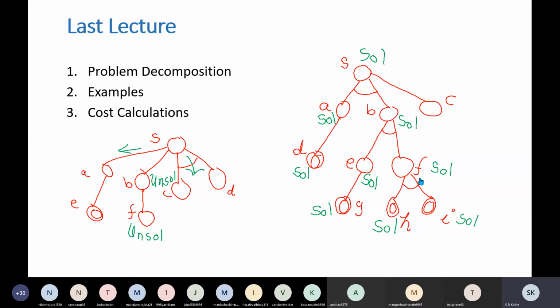When will S become unsolvable? The situation is, if A is unsolvable and one of C or D is unsolvable. Suppose A is unsolvable. Suppose, I am saying, if this is the case, don't worry about this part. Suppose A is unsolvable. Now in this situation, will S become unsolvable?